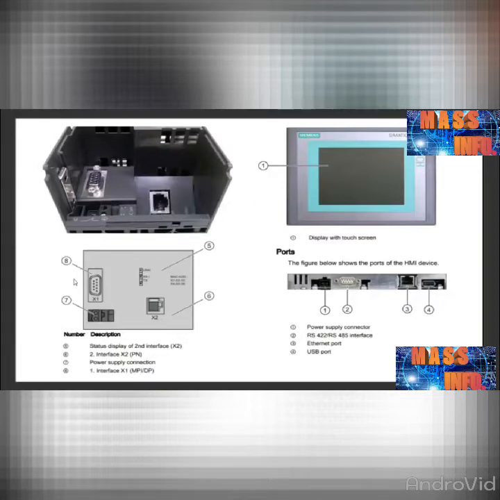First of all I will explain the ports on the CPU. X1 is the serial port, which is RS485, and X2 is the Ethernet port. This is the status display of the Ethernet port, showing whether the link is established or not, and whether data is transferred and received or not. And number 7 is the power connector. Now, for the HMI ports, number 3 is the Ethernet port, 2 is the serial port, number 1 is the power connector, and 4 is the USB port to connect any USB device.